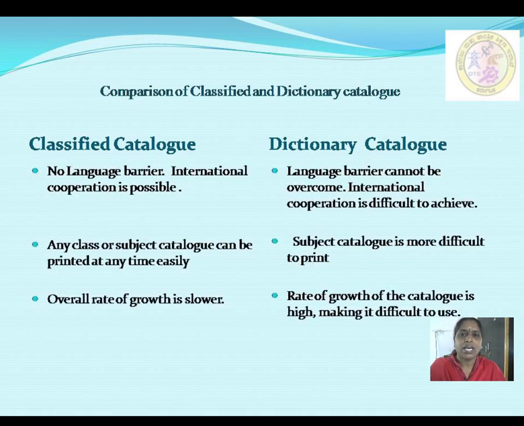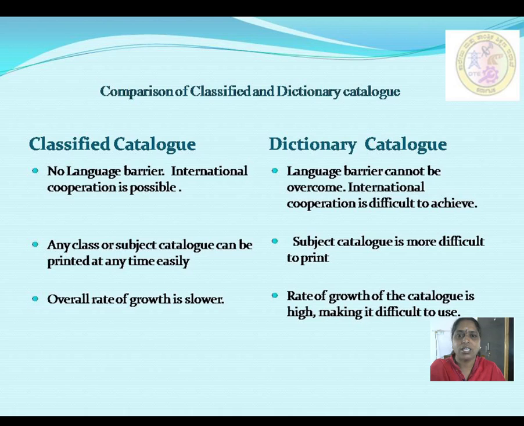The next point is language barrier. In CC, as we all know, CC uses the scheme of classification. If the library is using a universal classification, for example a classification which has a multilingual index, then the literature search or the search for the catalogs can be very easily done with these indexes. So if you are using Universal Decimal Classification or UDC in the classified catalog, then there will be no problem called a language barrier.